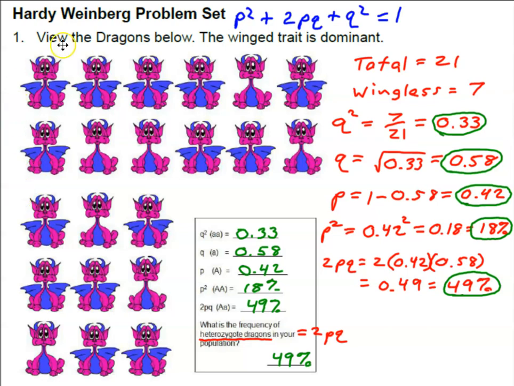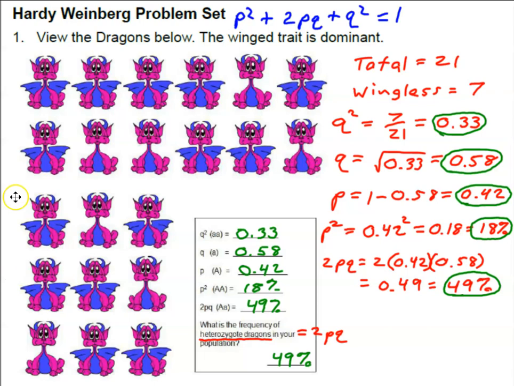All right, let's take a look at our Hardy-Weinberg problem set here. And you might be wondering how this is useful. Just like a lot of things in the study of genetics, what's useful is the ability to make estimations and make predictions based on data. So this has to do with population genetics, which is also referred to as microevolution, and that's what we're studying in this unit.